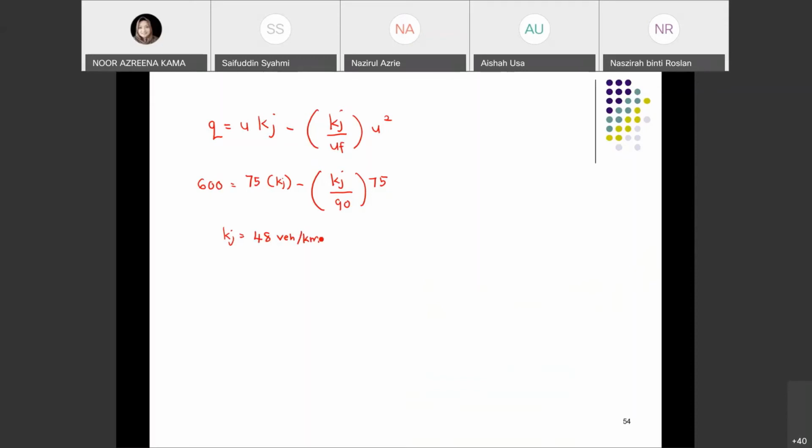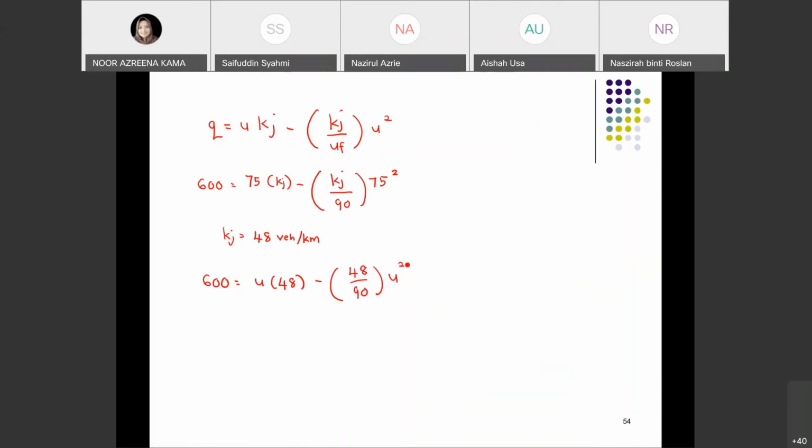Okay, now, 75 squared. Tadi 48, 75. Okay, 48. Then replace KJ into the formula, let the U as unknown variable. Jadi jadikan dia 600 equal to U times 48, KJ 48 over 90 times by U squared.